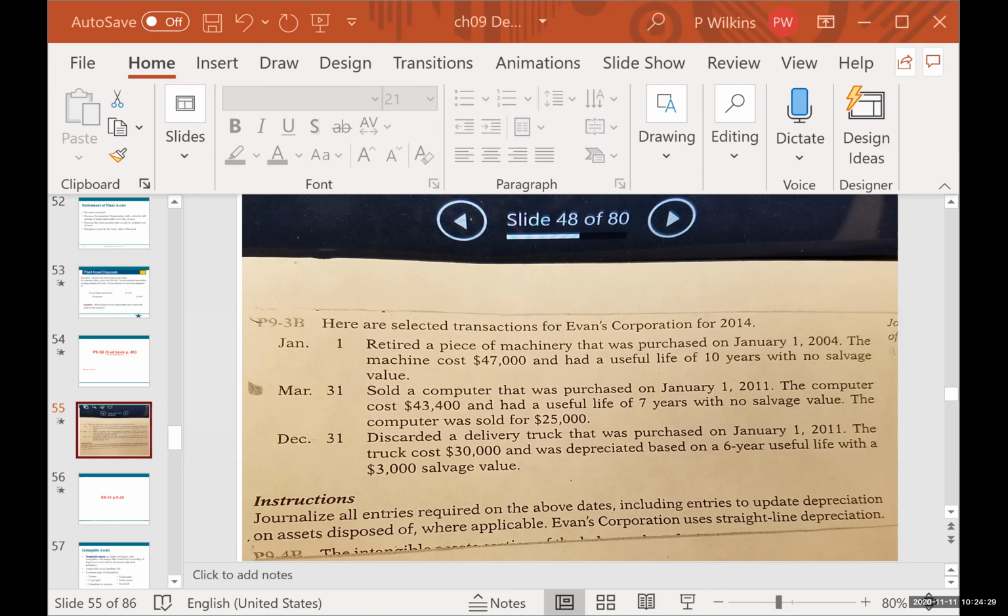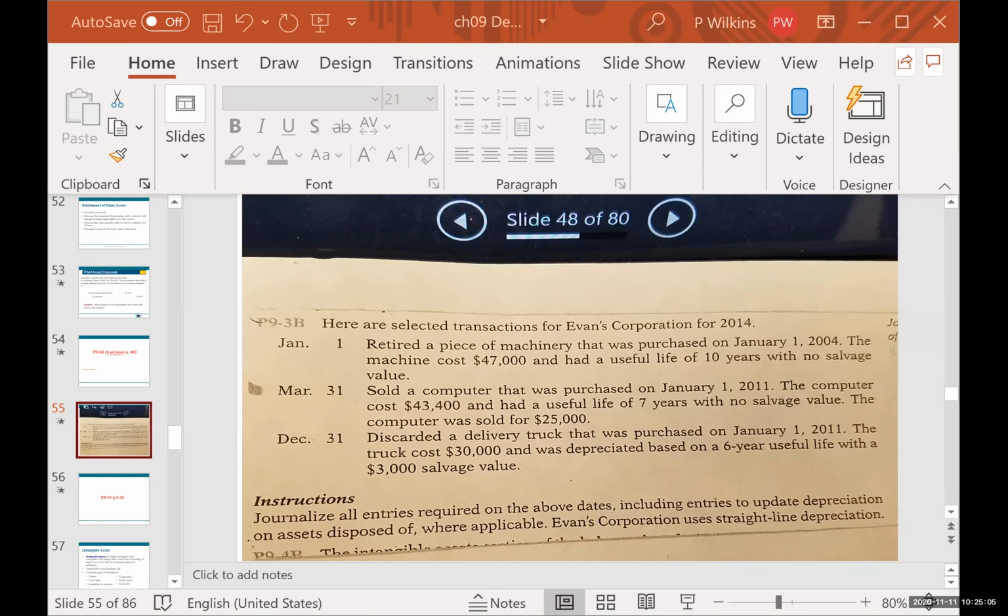one thing I wanted to mention on the problem here is that this is for the year 2014. You're going to need that, and that's part of the instructions in the problem. Okay. All right. So we want to journalize the entries on the above dates, including entries to update depreciation on assets disposed of where applicable. All right. And then it tells us that Evans Corporation uses straight line depreciation. Depreciation is done at year end. Okay, depreciation is done at year end.